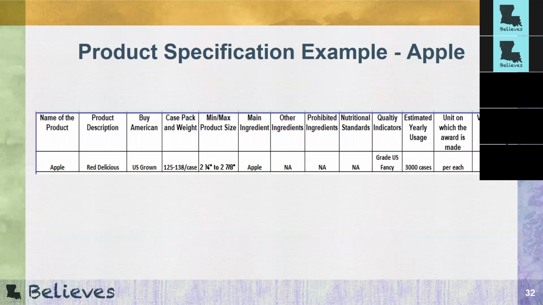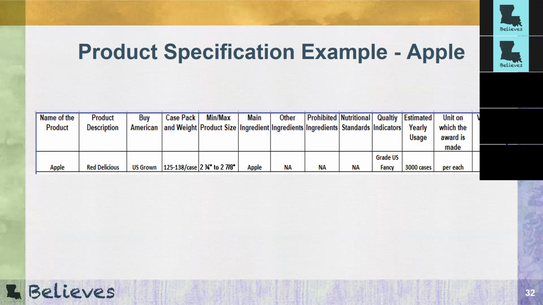So here is our completed bid specification. I know some of you are thinking or even saying out loud that you don't have time in your busy day to do this for each and every item that you use. Remember that you only have to do it once and it can be reused year after year if you're happy with your choices.